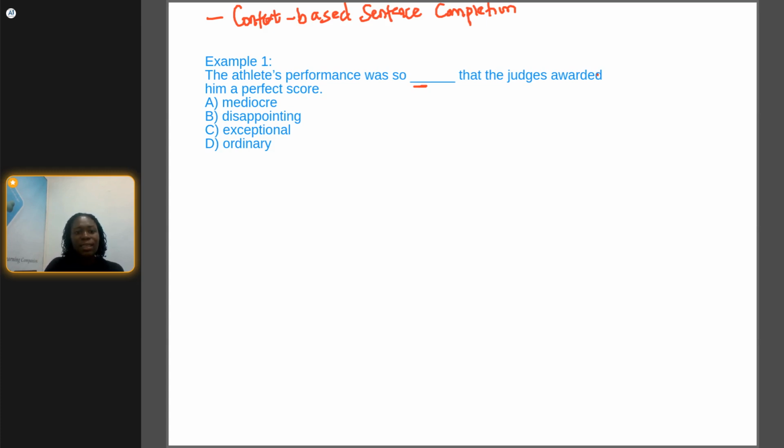So if the athlete's performance was something and the judges awarded him a perfect score, remember this word, this is our context clue, perfect score. For someone to get a perfect score, what does it mean? All right, now you look at the options that we have. Of course, if you're a mediocre, you cannot get a perfect score. A mediocre is someone that is just average. The person is not failing and the person is not passing. All right. So let's say out of 100%, the person probably gets like 40%. That's like a mediocre, right? 40 to about 50%. You call the person a mediocre.